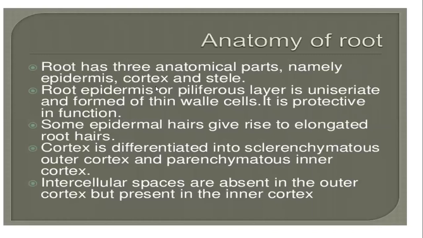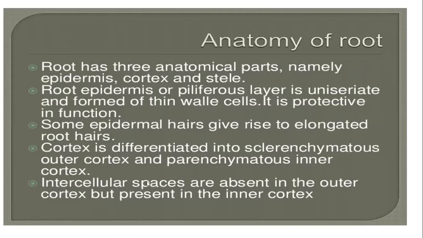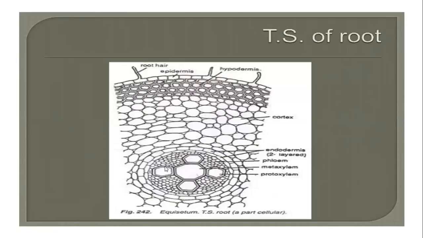It has epidermis, cortex, and the stele. The root epidermis is uniseriate with thin-walled cells and is protective in function. From this, epidermal hairs arise, which are elongated. The cortex is differentiated into a sclerenchymatous outer cortex and a parenchymatous inner cortex. The stellar region is surrounded by a single layer of endodermis and pericycle.